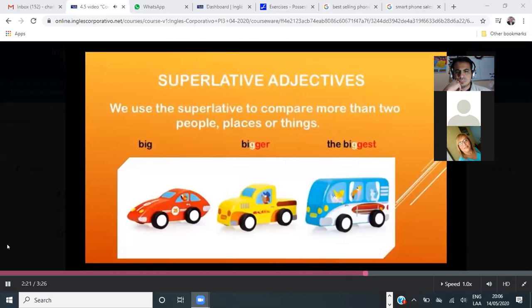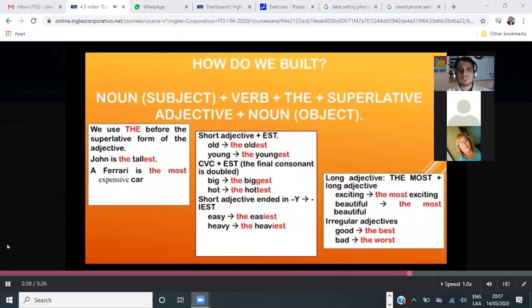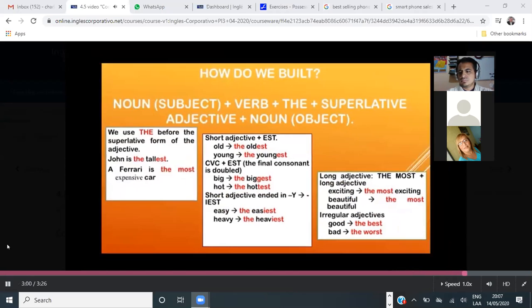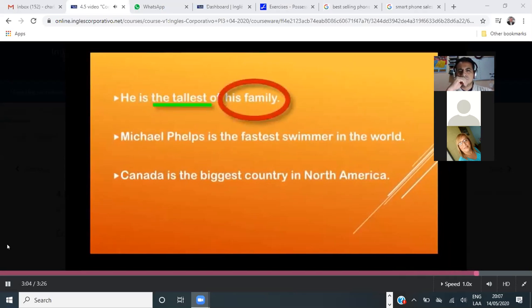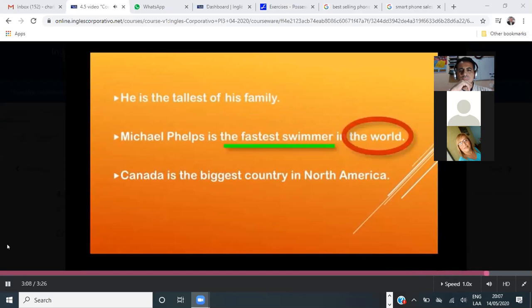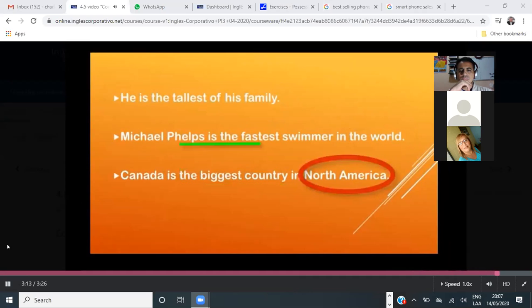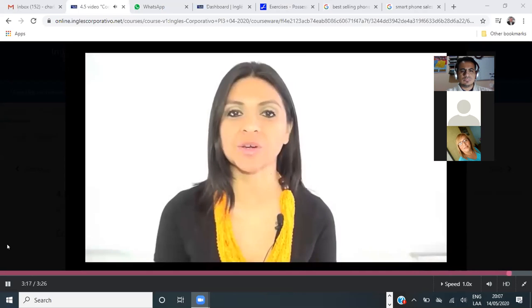Ready to learn about superlative adjectives? Superlative adjectives are used to describe an object which is at the upper or lower limit of a quality. They are used in sentences where a subject is compared to a group of objects. Follow this pattern. Noun or subject plus verb plus the plus superlative adjective plus noun or object. Study the chart. Just as comparative adjectives in superlative form, we also have short, long, and irregular adjectives, which you need to take into account when using them. Examples: he is the tallest of his family. Michael Phelps is the fastest swimmer in the world. Canada is the biggest country in North America. Can you write one sentence using good in its comparative form? Now write another sentence using good in its superlative form.